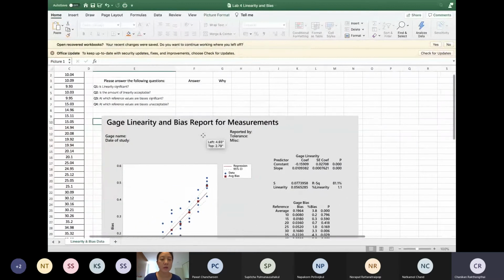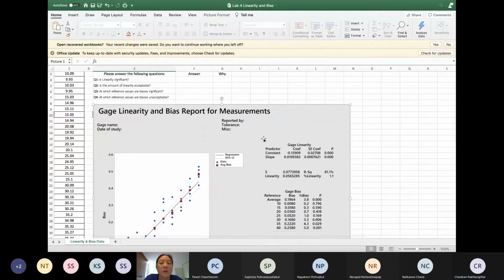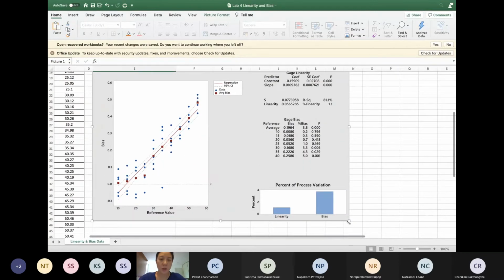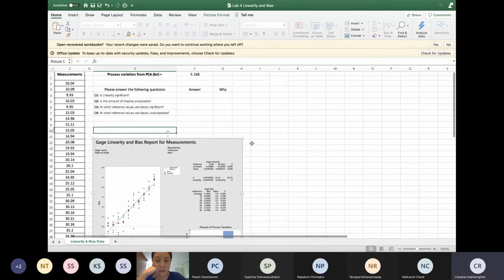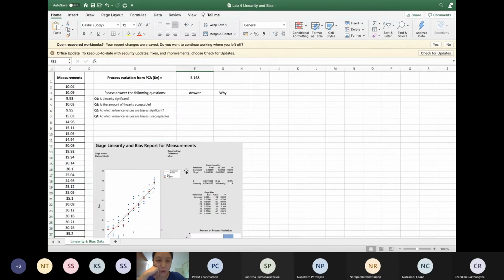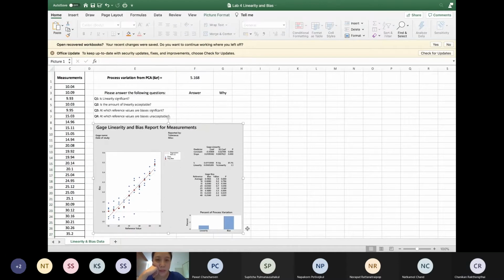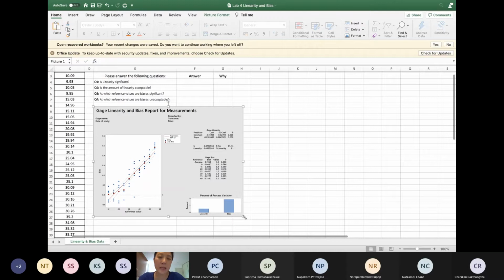Okay, everybody, please fill in the answer. Then you have to hand in this output as one part of the homework. So please do this one more time very quickly.